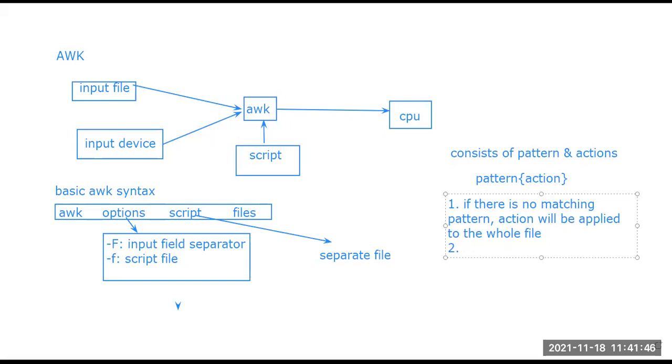If the pattern is matching, if the lines are matching, then the action is applied to that particular part, right? So two scenarios. One, if the pattern is missing, then the action is applied to all lines, and if the pattern is not missing, if it is matching with something, then the action will be applied on that particular part, right?